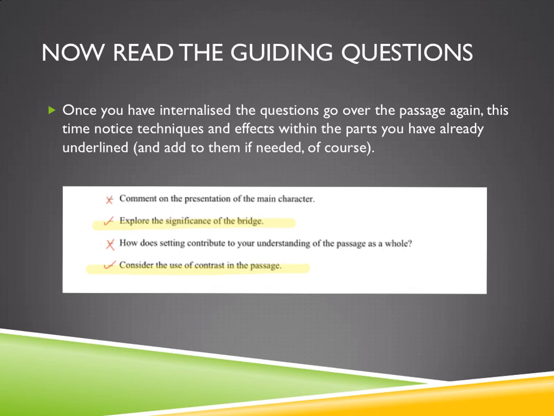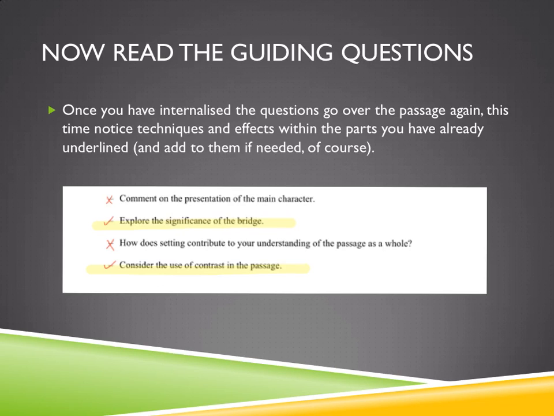So what I've done is I've crossed out 2 of these questions and highlighted the 2 that I'm going to use as my guiding questions for this passage. The first one is explore the significance of the bridge, and the second one, consider the use of contrast in the passage. So have a look at the questions, make sure that you understand what they're asking you, and then go over the passage again.